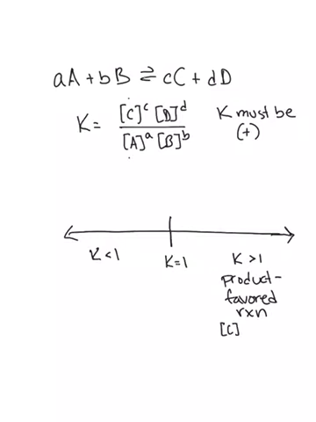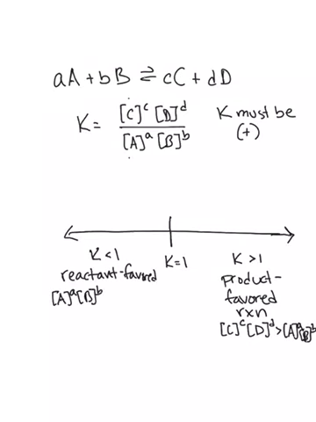So C to the c, D to the d is bigger than A to the a, B to the b, right? There's more products than reactants at equilibrium. The concentrations aren't equal. I have more products than reactants. And then K is less than 1 is the other idea, right? Reactant favored on this side. And of course, that would mean that A to the a, B to the b, is bigger than C to the c, D to the d, right? I have more reactants than products at equilibrium.